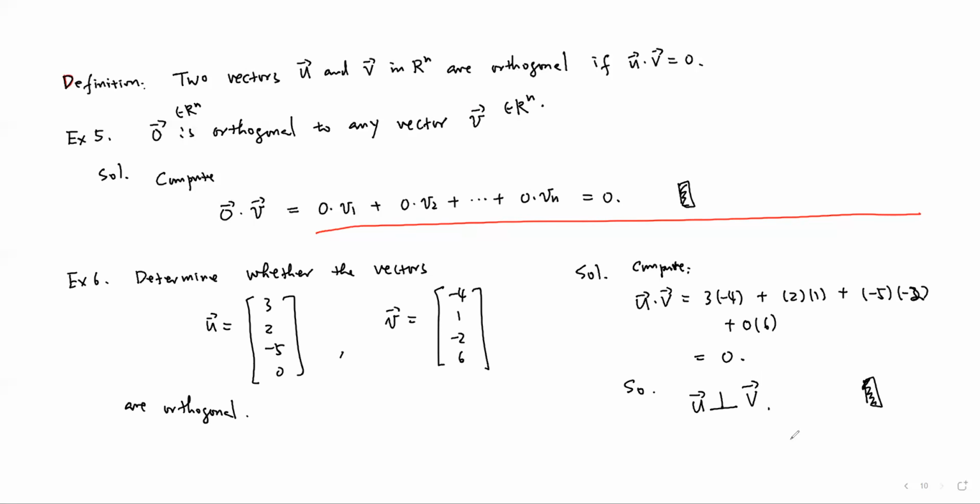Example number 7. In R2, we have the Pythagorean figure, right? A right triangle A, B, C. C squared is A squared plus B squared. In Rn, we also have the Pythagorean figure. This is example number 7.